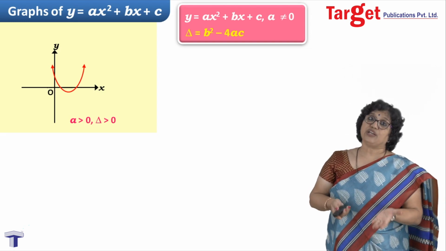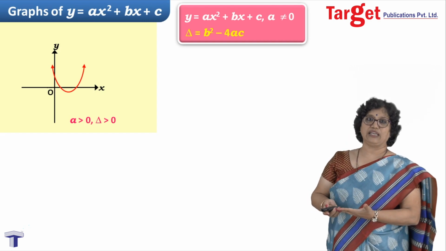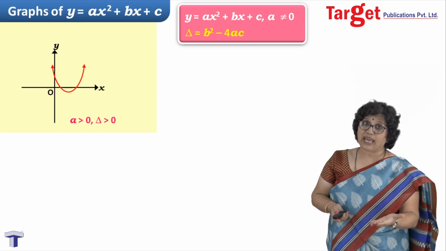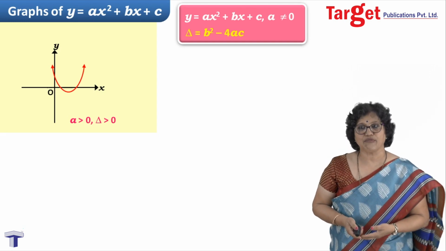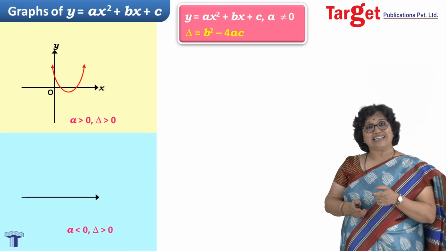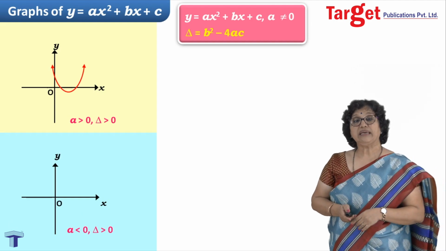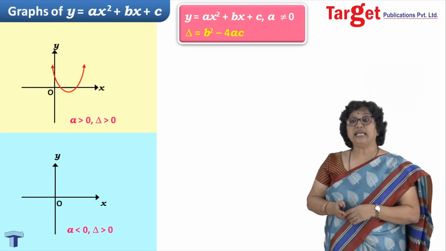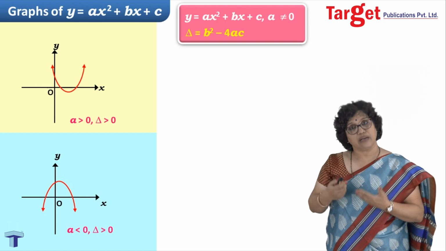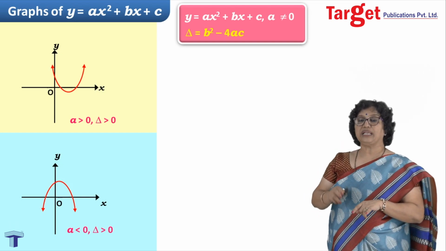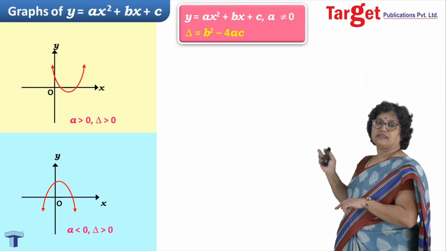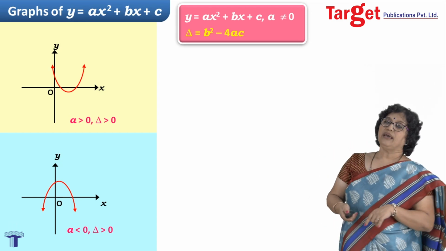So I try to take various cases. Means a greater than 0 and I change the sign of delta, or I change the sign of a and then keep delta greater than 0 and so on. Let us take one more. I take now a less than 0 and delta greater than 0. When a is less than 0, then the graph opens downwards. Delta greater than 0 will tell you that the graph still meets the x-axis at two distinct points.